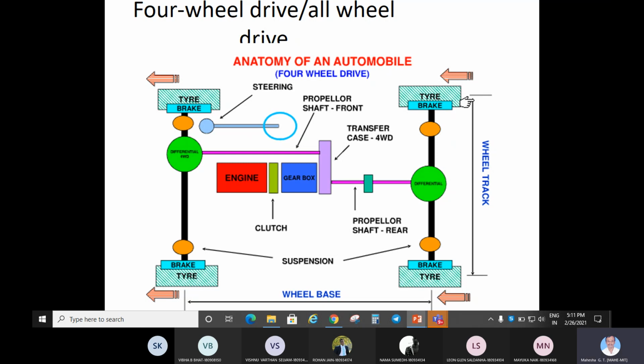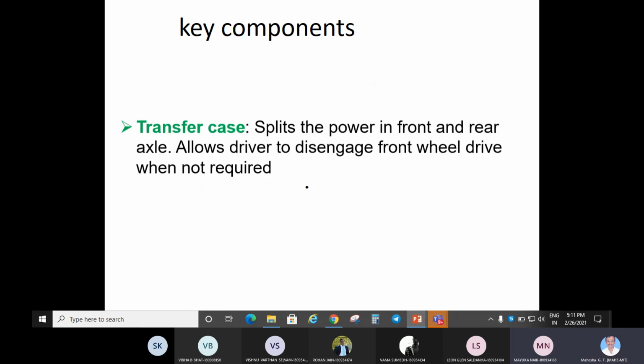Shall I proceed? Yes, sir. Or should I wait? So you can proceed. Yeah.